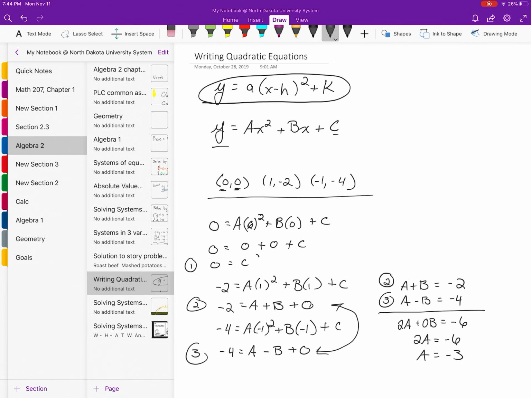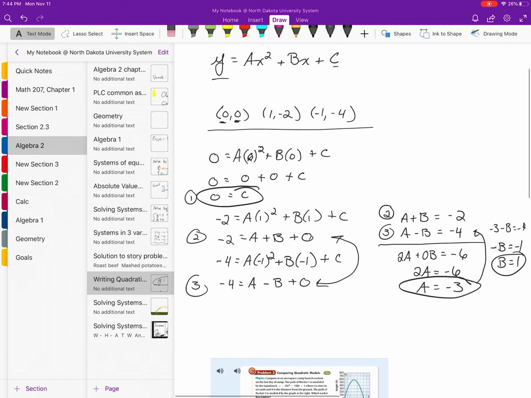So now we know the values for two variables, right? We know c is 0 and we know a is -3. Can't be that hard to find b. We can just substitute this value for a into either equation 2 or 3 and find b. So let's say I'm going to substitute into equation 3 and say -3 minus b equals -4. Minus b equals -1, b equals 1. Now I have all 3 variables, and I can write an equation that represents this particular quadratic function in standard form.